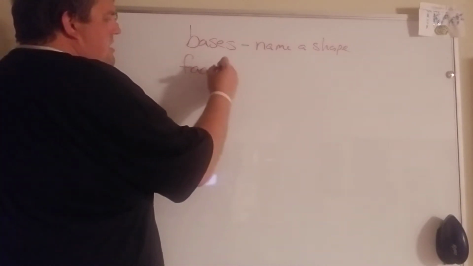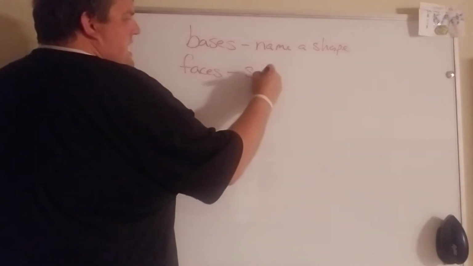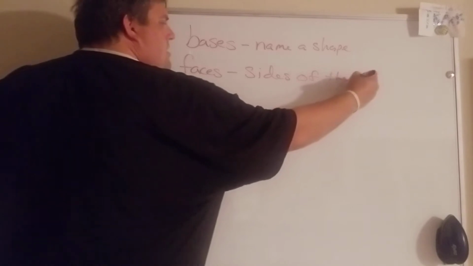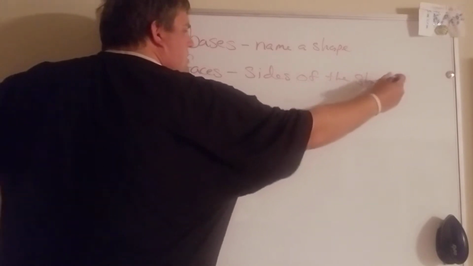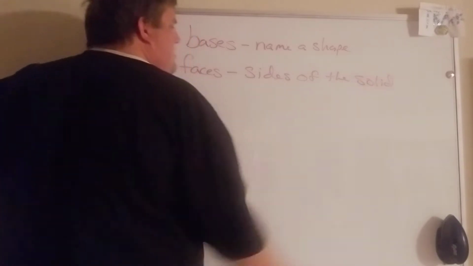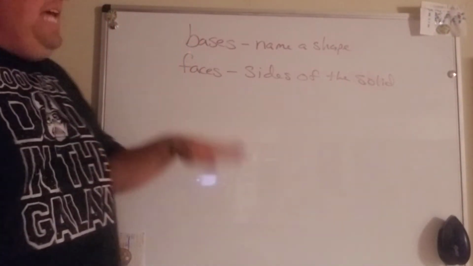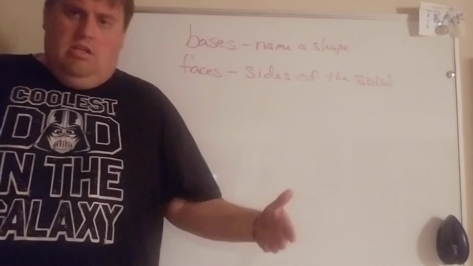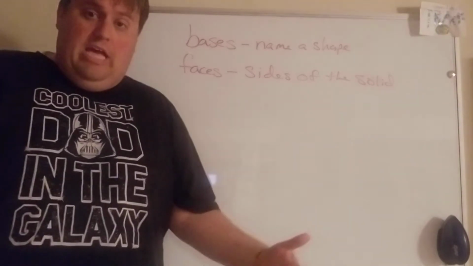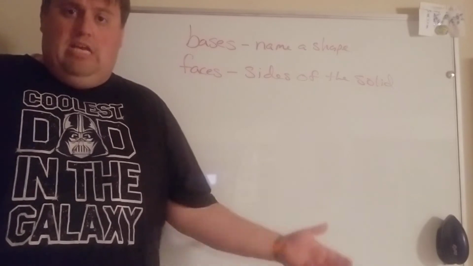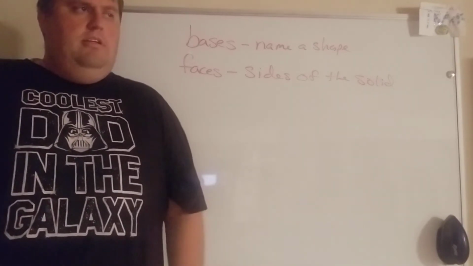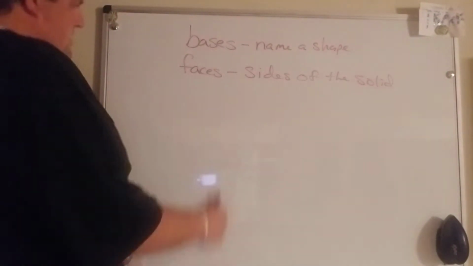Faces are what we call the sides of the shape. We'll say of the solid. That'll make more sense. So the flat sides of the solid are called faces. And a question you're probably going to ask me, are bases a face? Yes, they are. All the sides are faces. All right? That's the faces.